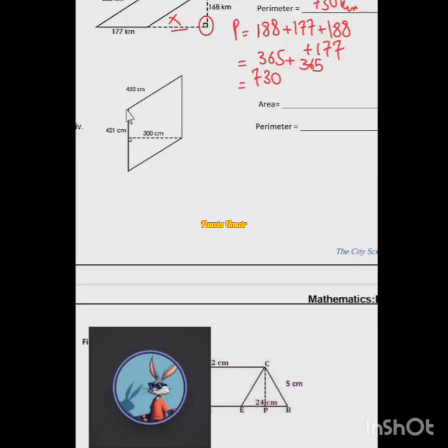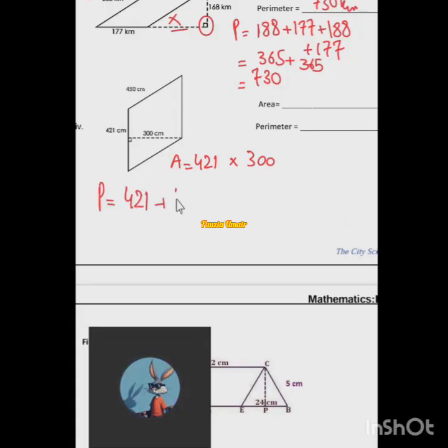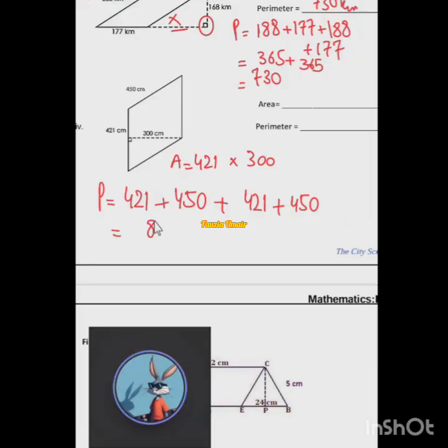Ma'am, 421 centimeter multiplied by 300 centimeter. Very good. So base multiplied by height. And now what will be the perimeter? 450 centimeter plus 421 centimeter plus 421 centimeter plus 450. That's right. So we will not add this 300 because this 300 is inside the shape, right? So this would be 871.